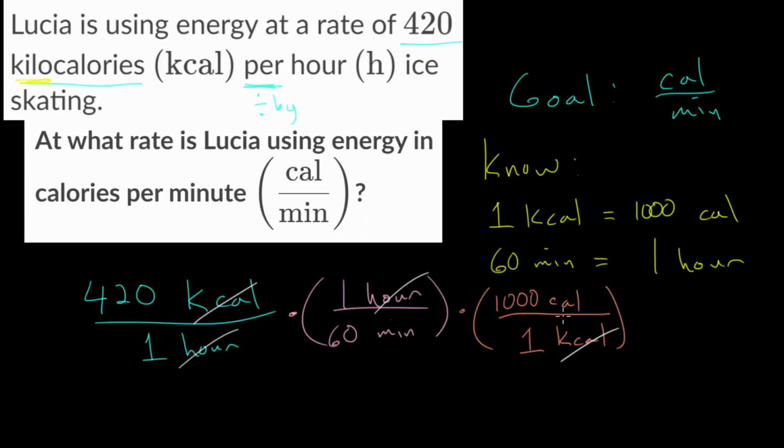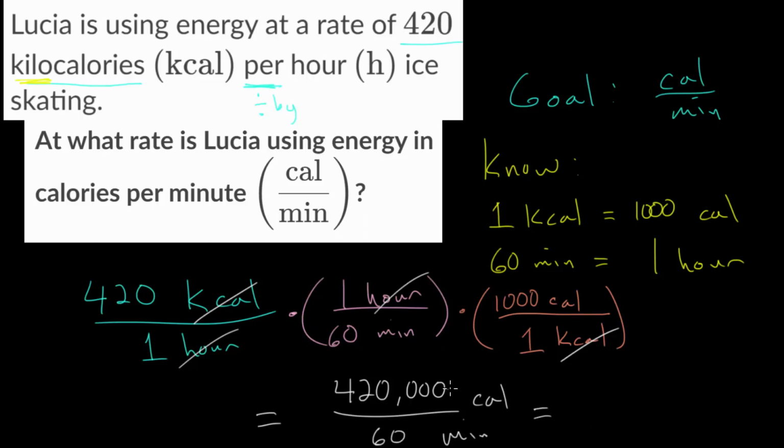And once we set up this multiplication with fractions so that we get our units right, we can then just multiply straight across. We have 420 multiplied by 1,000. So we'll just add 3 zeros to the end of that. And our unit up top will be calories. And in our denominator, we just have 60 multiplied by 1 multiplied by 1. So that is just 60. And our unit down below is minutes.